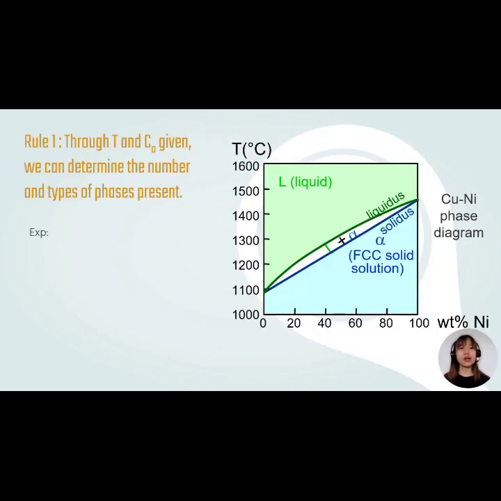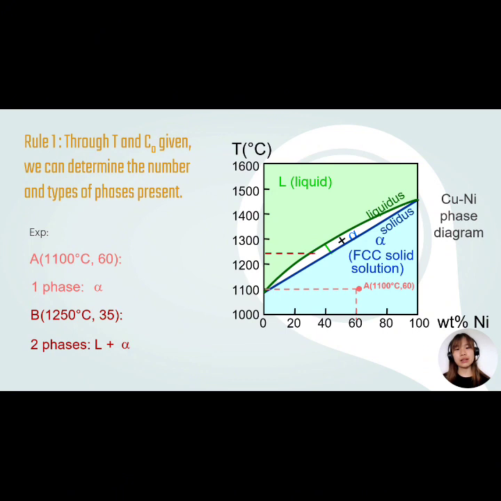So for rule 1, through temperature and composition given, we can determine the number and types of phases present. For example, at point A, which is 1100 degrees Celsius and 60% by weight, we get one phase, which is the solid phase. At point B, which is 1250 degrees Celsius with 35% by weight, we get two phases, which are the liquid phase and solid phase.